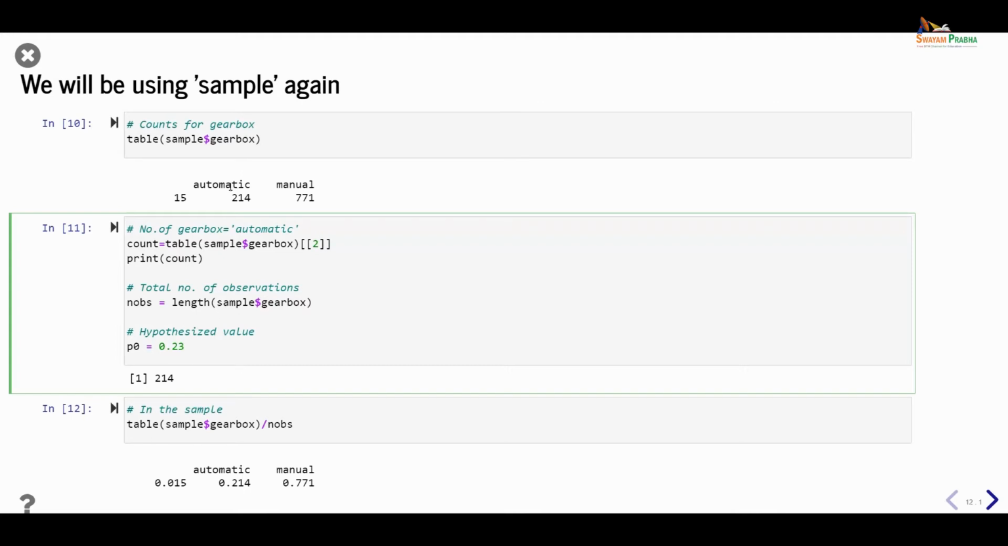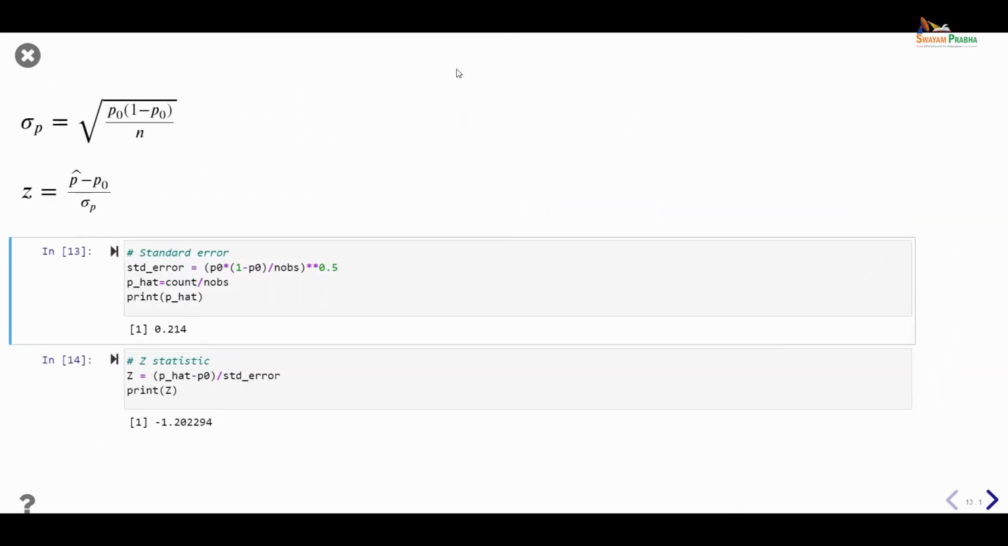What we earlier saw was the frequency. Now, we are going to compute the proportion. For proportion, you just need to divide the sample frequency by the total number of observations. In this case, it's 1000. What you see here is basically the individual frequencies divided by the total number of observations. Now, we need to compute the z statistic because we are going to use one sample test for proportions. To compute the z statistic, you need p hat, p0 and sigma p. Sigma p is the standard error, n is n observations here, which is the total number of observations, and p0 is the hypothesized or postulated value, which is 0.23.